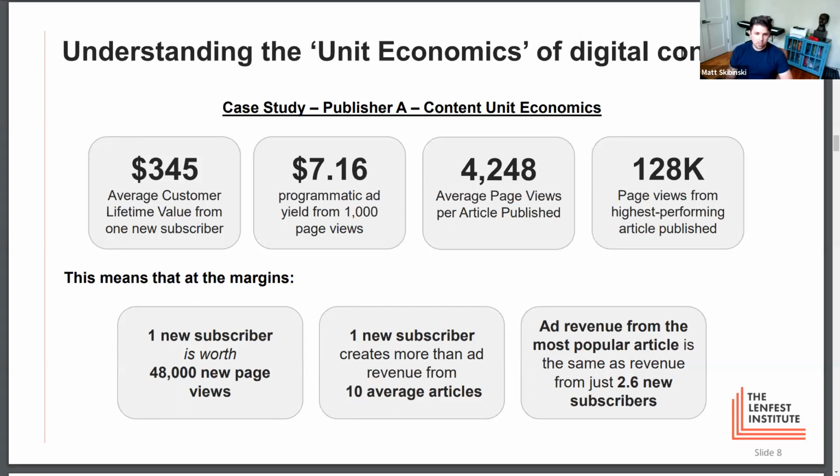It also means that, if you write an article that generates a new subscription, it creates more revenue than ad revenue from 10 average articles. Again, keeping in mind that many articles perform above the average, but if you were to just say the average, that's what that means. And the ad revenue from the most popular article that they had was the revenue from just a few subscribers, 2.6 in their case.